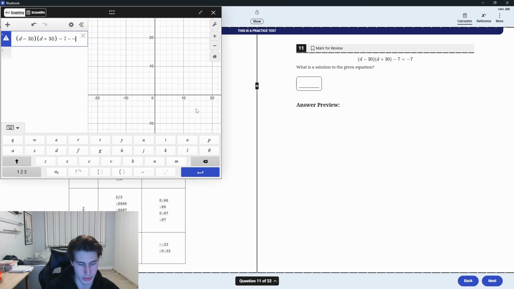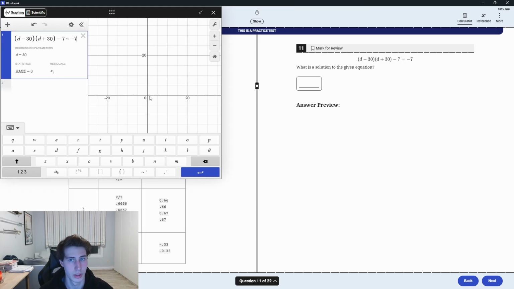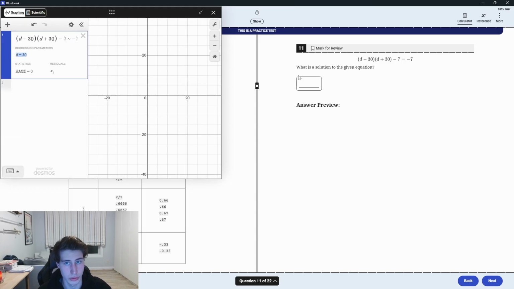So in this case, we can again use regression and find out that D is equal to 30, and 30 is the solution to this given equation. We can also find this by setting D minus 30 equal to 0, adding 30 over to each side, and we get D equals 30. Another answer would be setting D plus 30 equal to 0, so D is equal to negative 30. Both of these answers work for this question.